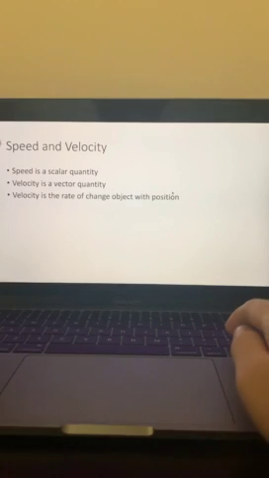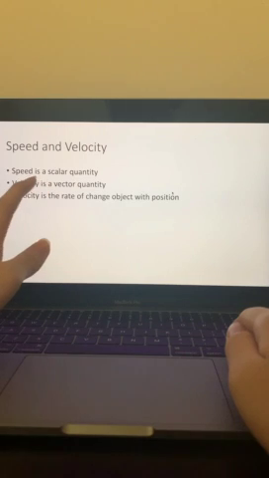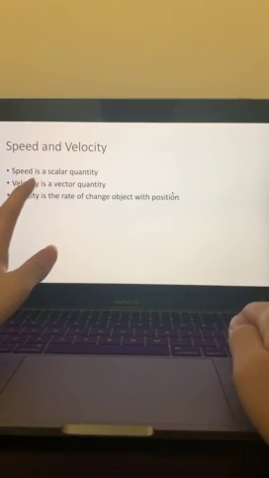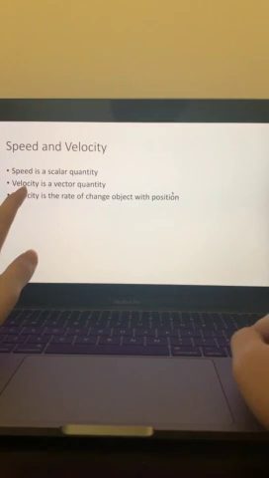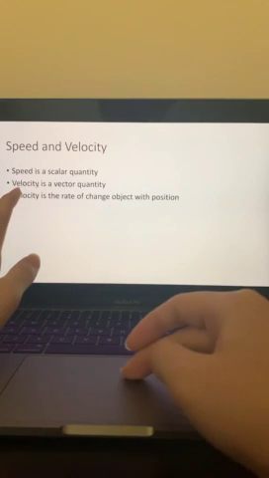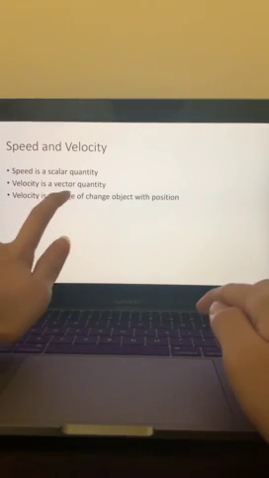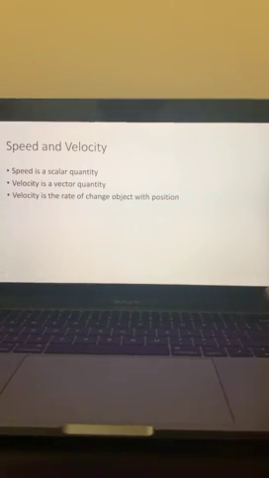And right here you can see that velocity and speed are completely different. Velocity is a vector and speed is a scalar, so speed is just a number, a value. Velocity is a vector, so it must have direction, which is like an arrow, and it also must have a magnitude, which is also a value. In a vector, it's called magnitude.